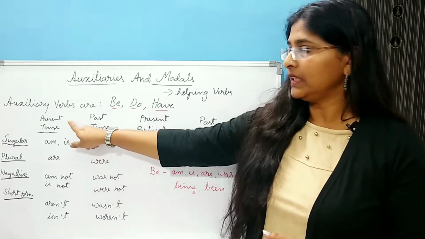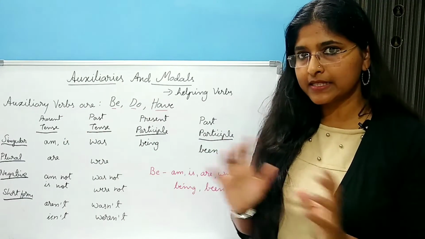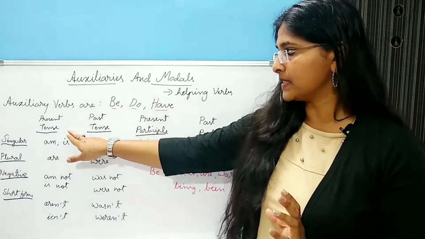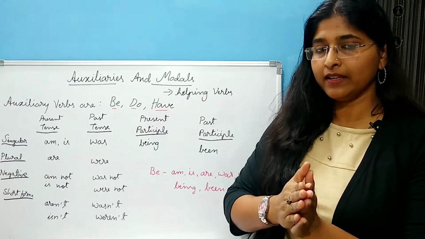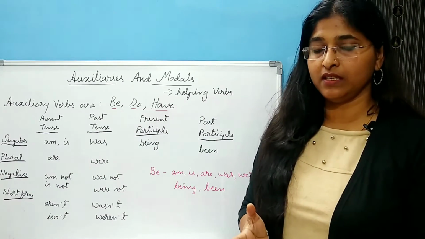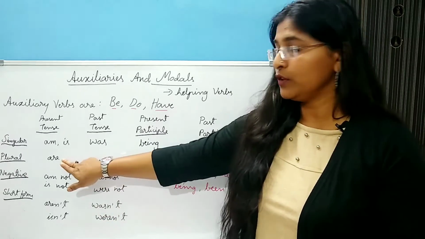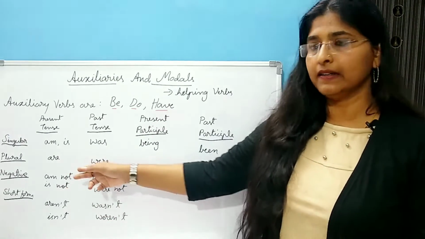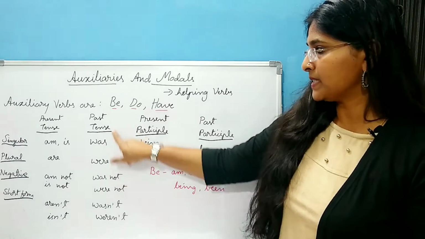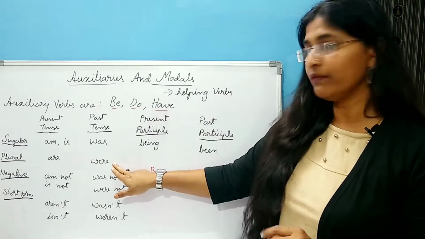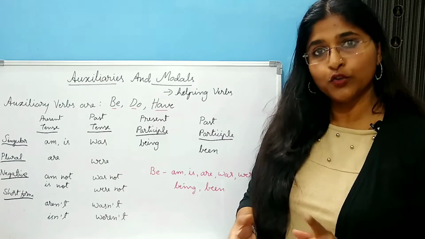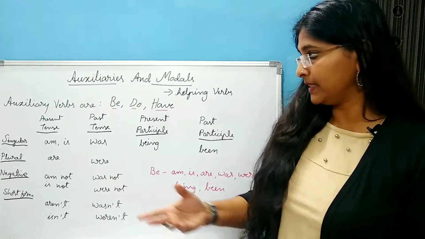Plural. In the present tense, if the entire sentence is in the present tense and the subject is plural, like they, we, you, use you are, we are, they are. In the past tense, if the entire sentence is in past tense, use were: they were, you were, we were, like that.